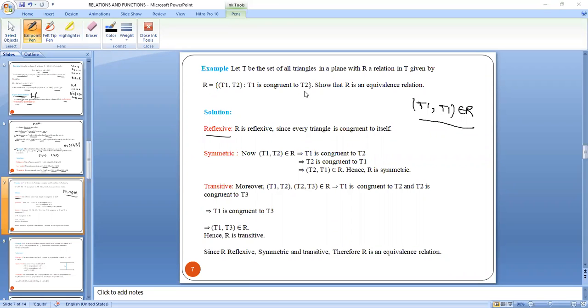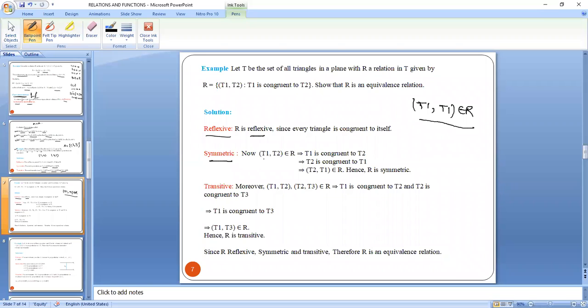So if I'm taking T1, T1, I can say that T1 is congruent to T1, and for the second element T2, I can say that T2 is congruent to T2. Therefore, the relation is reflexive since every triangle is congruent to itself, right? So reflexive done. Now we will be moving to symmetric.